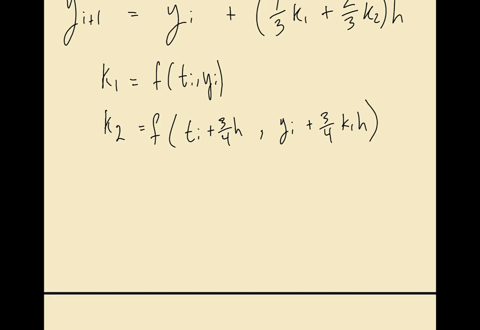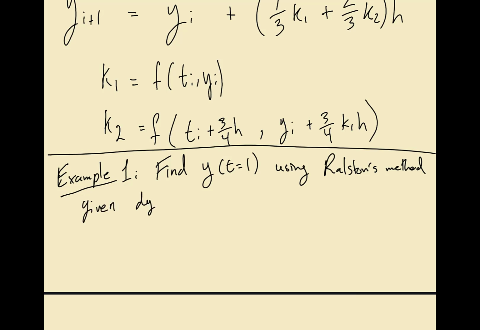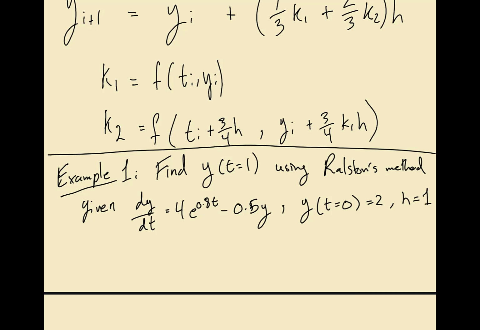So the problem here, let me just draw a line here. Example 1: we have to find y at t equals 1 using Ralston's method, which is a second order Runge-Kutta. And you're given dy/dt is equal to 4e^(0.8t) minus 0.5y. You guys recognize this? Yes. So y at t equals 0 is equal to 2, and I want to let the step size h be 1. All right, so try this out. I'll give you guys 5 minutes to try this problem out.